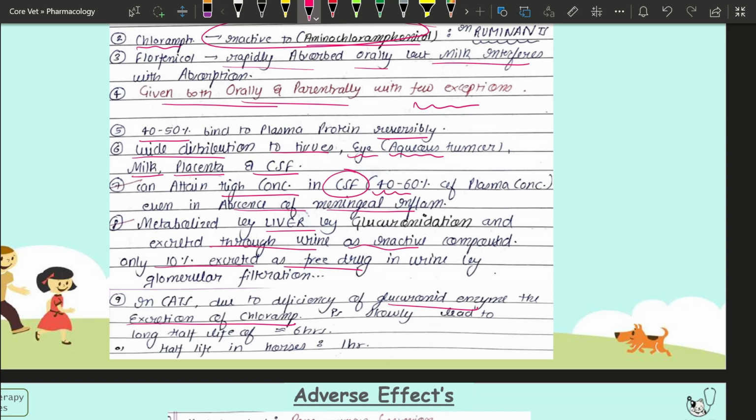You must have studied that paracetamol isn't given to cats. Why? Because paracetamol undergoes which type of metabolism? It undergoes glucuronidation, right? And cats are not efficient at the glucuronidation process. That's why paracetamol is generally not given to cats. And the half-life we talk about in horses is about 1 hour.